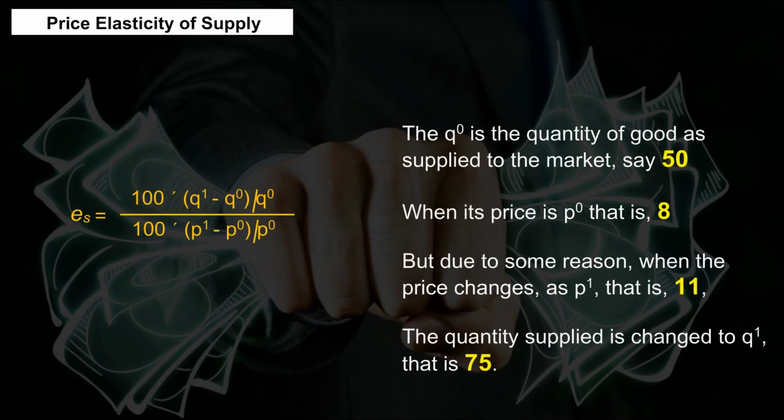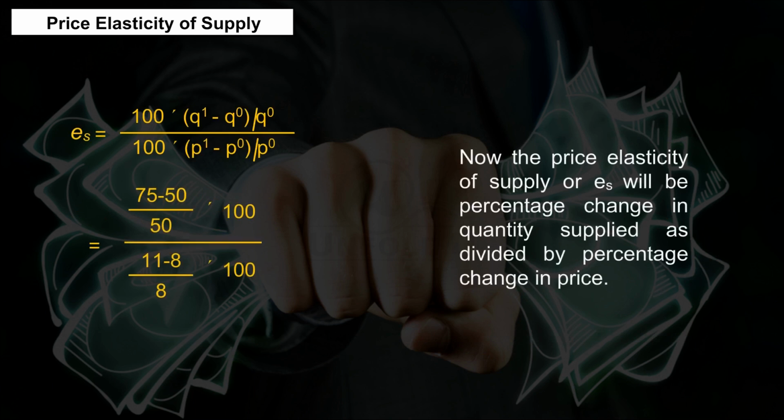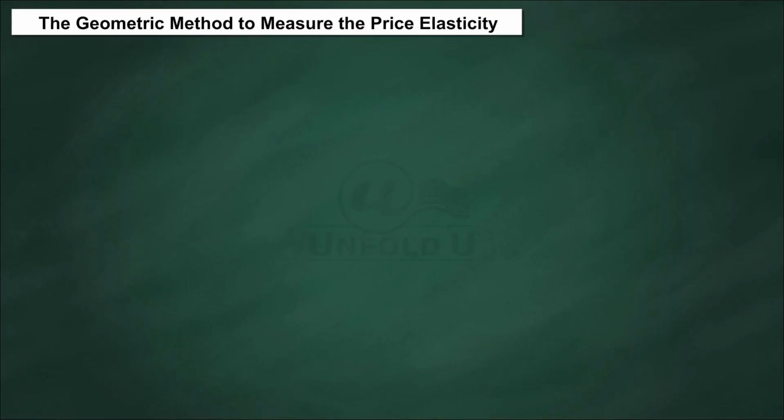Q0 is the quantity of the good supplied to the market, say 50, when its price P0 is 8. But due to some reason, when the price changes to P1, that is 11, the quantity supplied changes to Q1, that is 75. Now the price elasticity of supply, or Es, will be the percentage change in quantity supplied divided by the percentage change in price. The geometric method to measure the price elasticity.